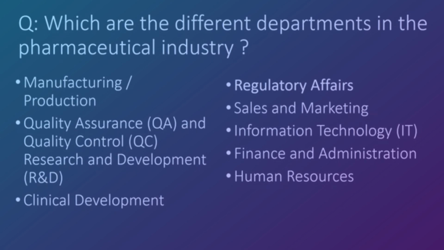First technical question, which are the different departments in the pharmaceutical industry? Manufacturing or production, quality assurance that is QA and quality control that is QC, research and development that is R&D, clinical development, regulatory affairs, sales and marketing, information technology that is IT, finance and administration, and human resources are the different departments in the pharmaceutical industry.